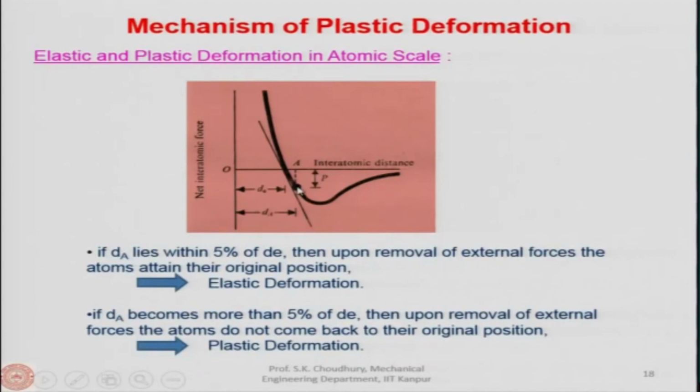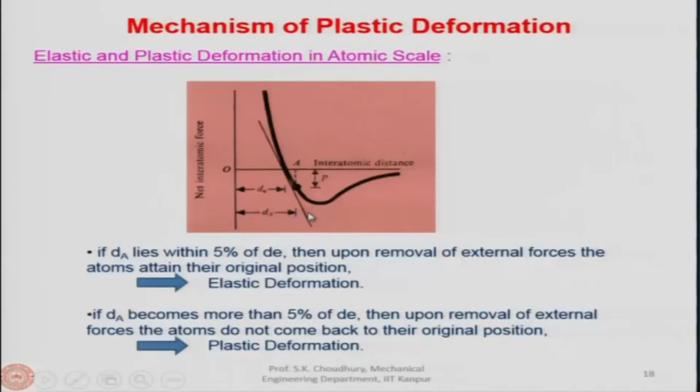In that case the force is removed and the material comes back to the initial length or initial position. So, here also the same thing happens: if the atom is forced to move to position A, where dA is the distance which is less than 5%, 0.05 of dE, then upon removal of the force, the atom will come back to its position. So, this is the reversible process, which we call the elastic deformation.